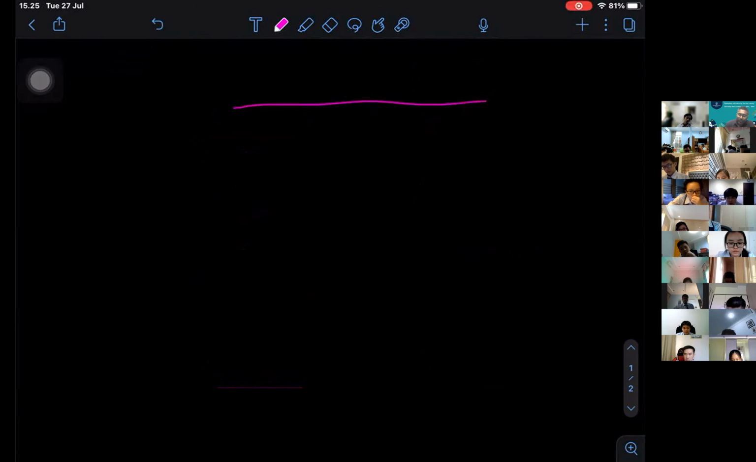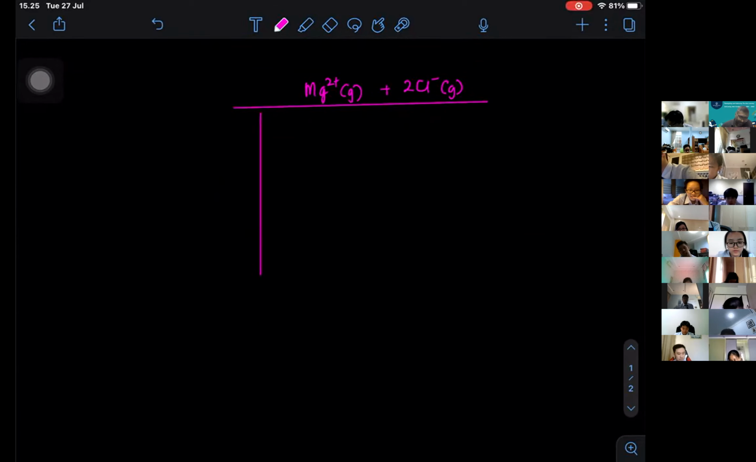You are always going to start with, let's say, MgCl2, for example. So Mg2+, which is gas, plus 2Cl-, which is also gas. And when I join this together, of course, we are going to have lattice energy, to form magnesium chloride solid. Okay, this is going to be my lattice energy.